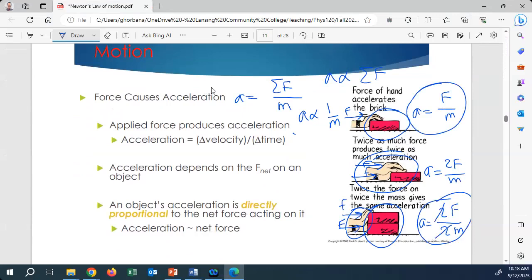Increasing force, acceleration increases. Decreasing force, acceleration decreases. Increasing mass, acceleration decreases. Decreasing mass, acceleration increases. This is Newton's second law.